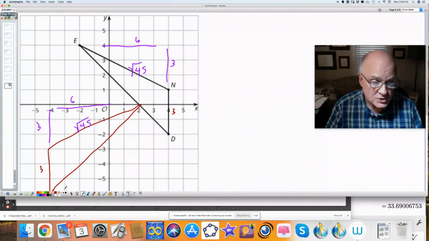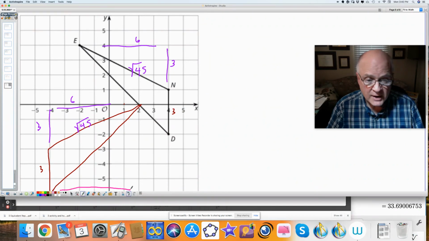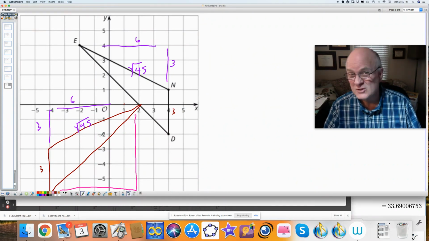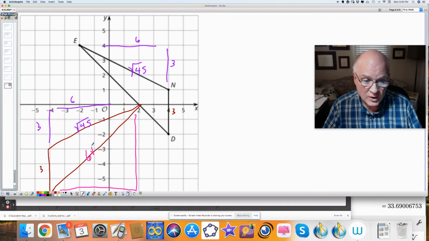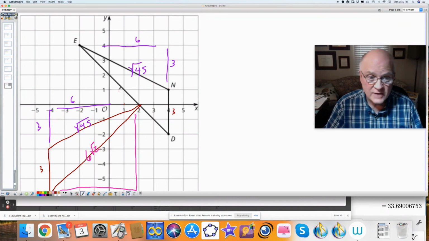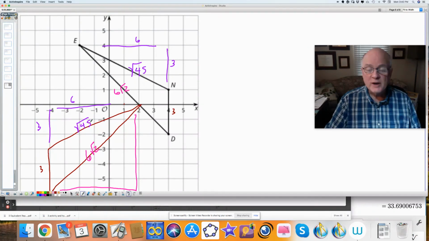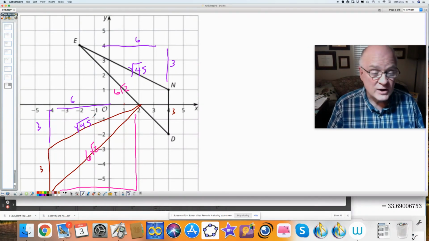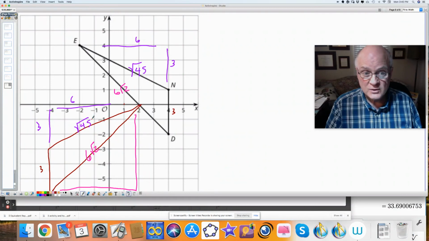I can also do this other side, and I'll do this in the pink color, I guess. And I know that I've got 6 and 6. This is half of a square. Do you remember your special right triangles? Half of a square. 6 times the square root of 2. All three corresponding sides are congruent. Therefore, the two triangles must be congruent.